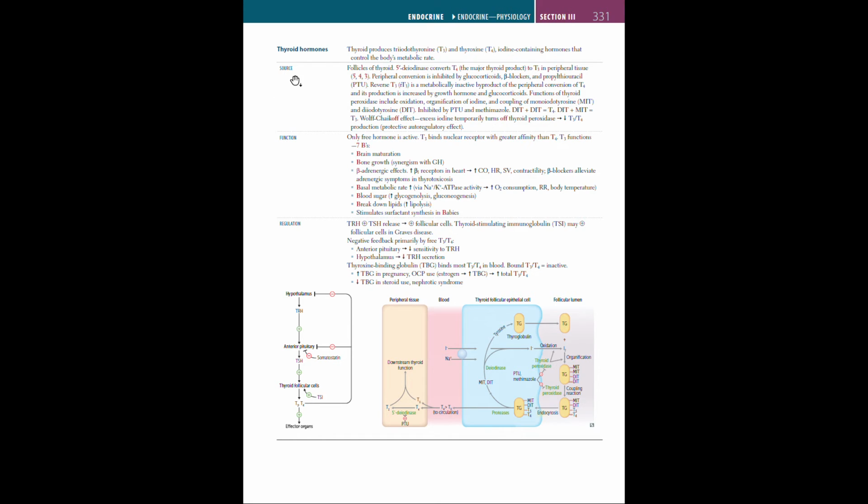If you have low iodine in your body, you can see defects in this organ. Source: follicles of thyroid. It's a shape like a butterfly, and you will see smaller follicles in them.